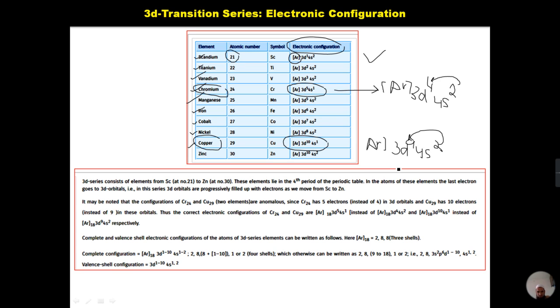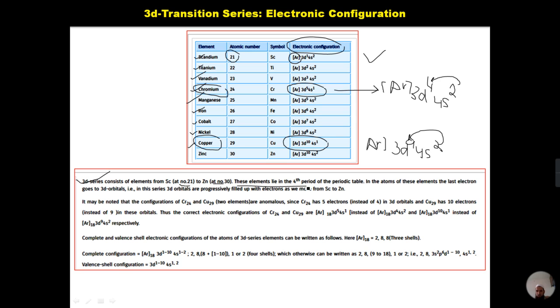Fine. Now let's move to point number 1. Some points are written here, to the point. The 3D transition series starts from scandium, that is atomic number 21, to zinc, that is atomic number 30. So these elements lie in the 4th period. So point number 2 is that they lie in the 4th period.